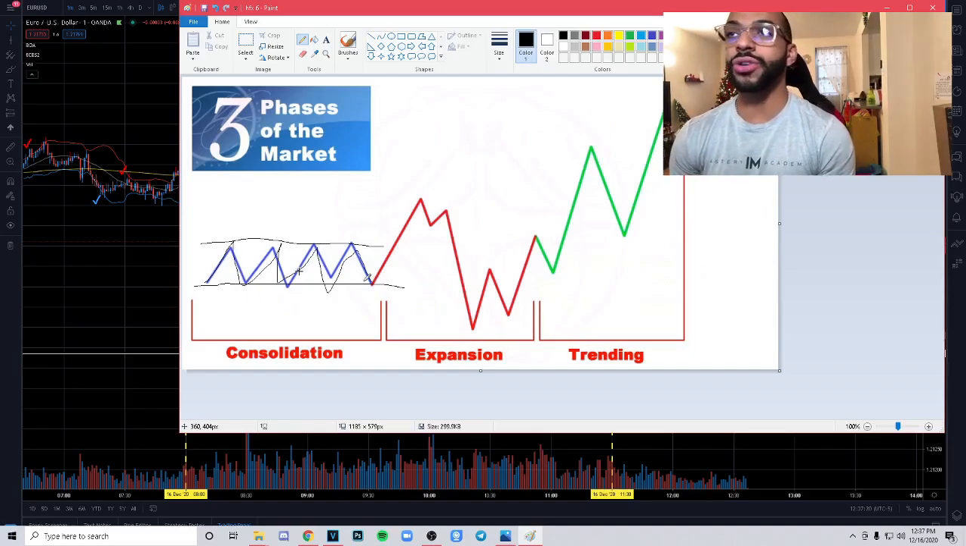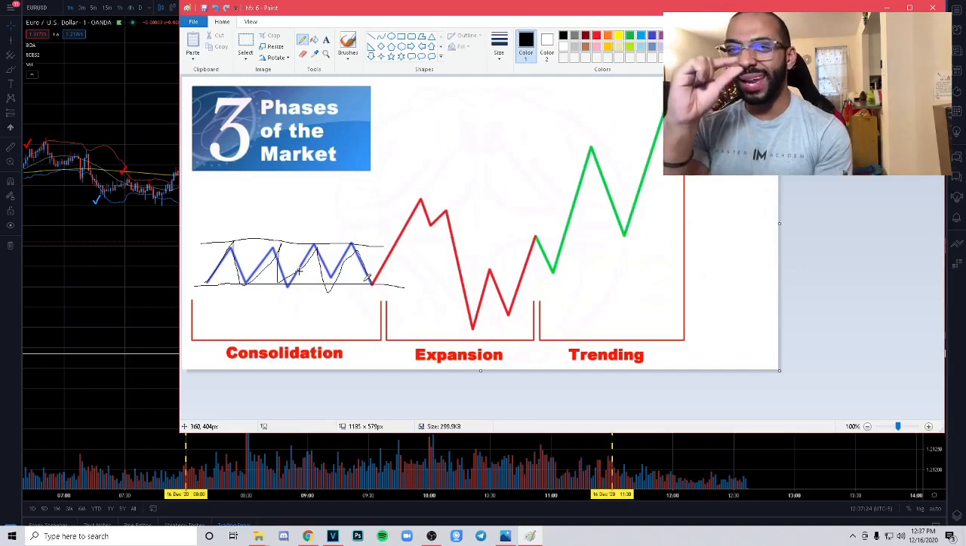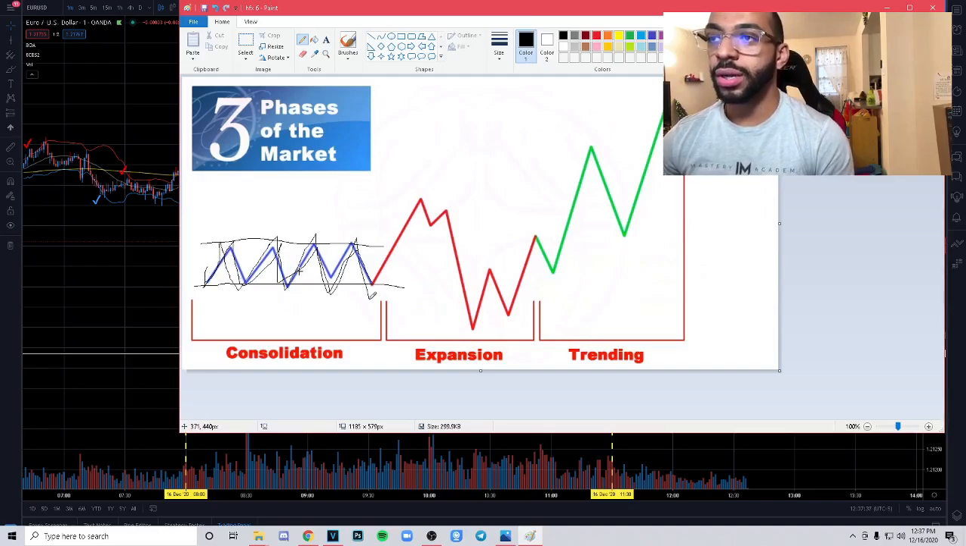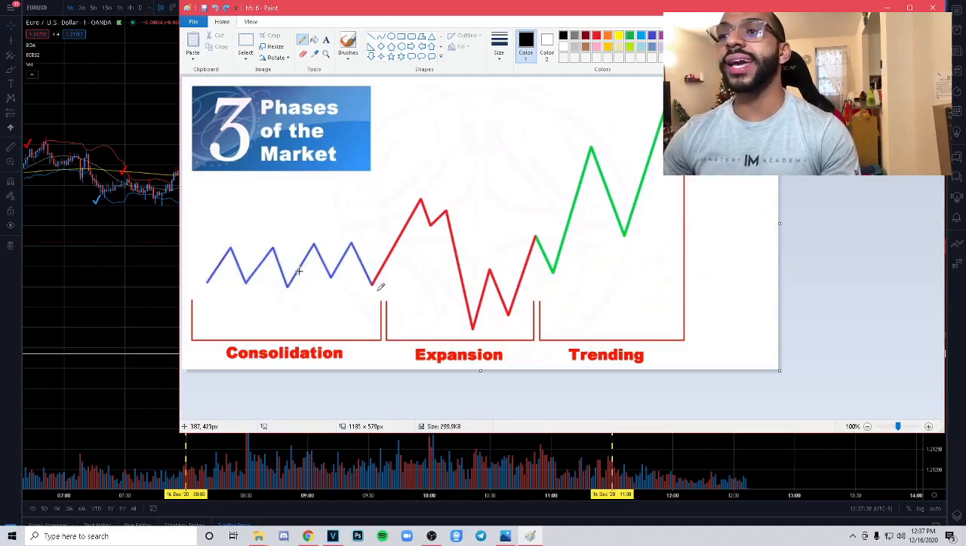Now, typically you can have some big movements in consolidation, or you can have the little tiny, like, market's not moving at all. When it's not moving at all, obviously we don't want to get into those trades at all, right? But when you're trading binary options, consolidation could be a nice little ranging area for you to actually get into some good trades. So phase number 1 is consolidation.